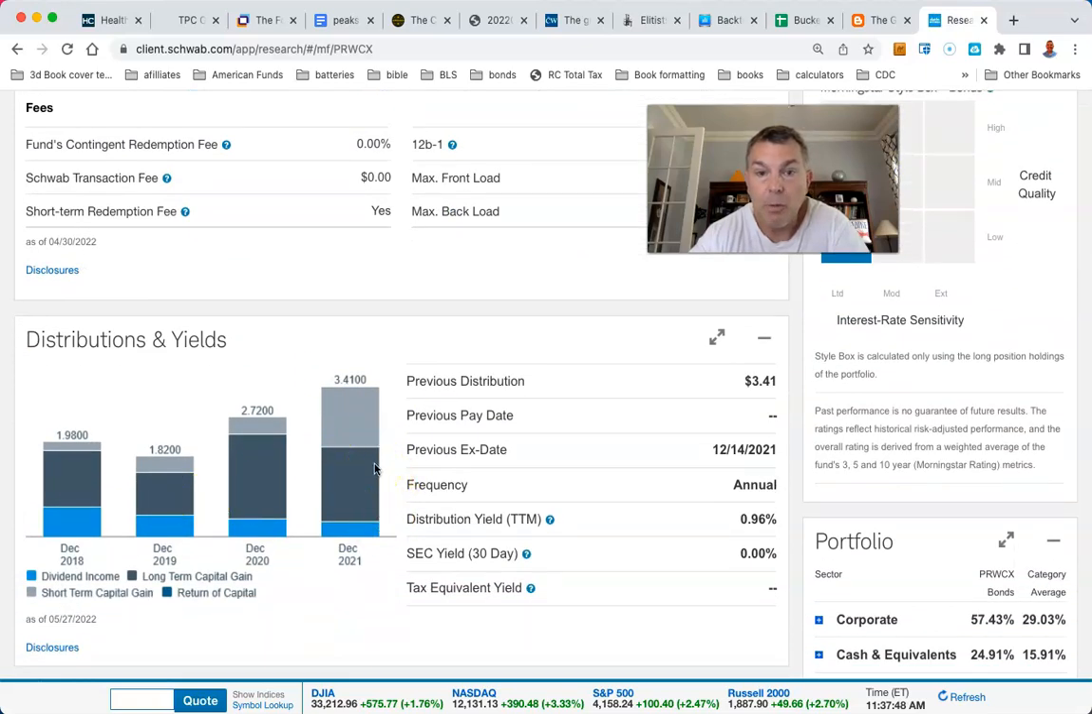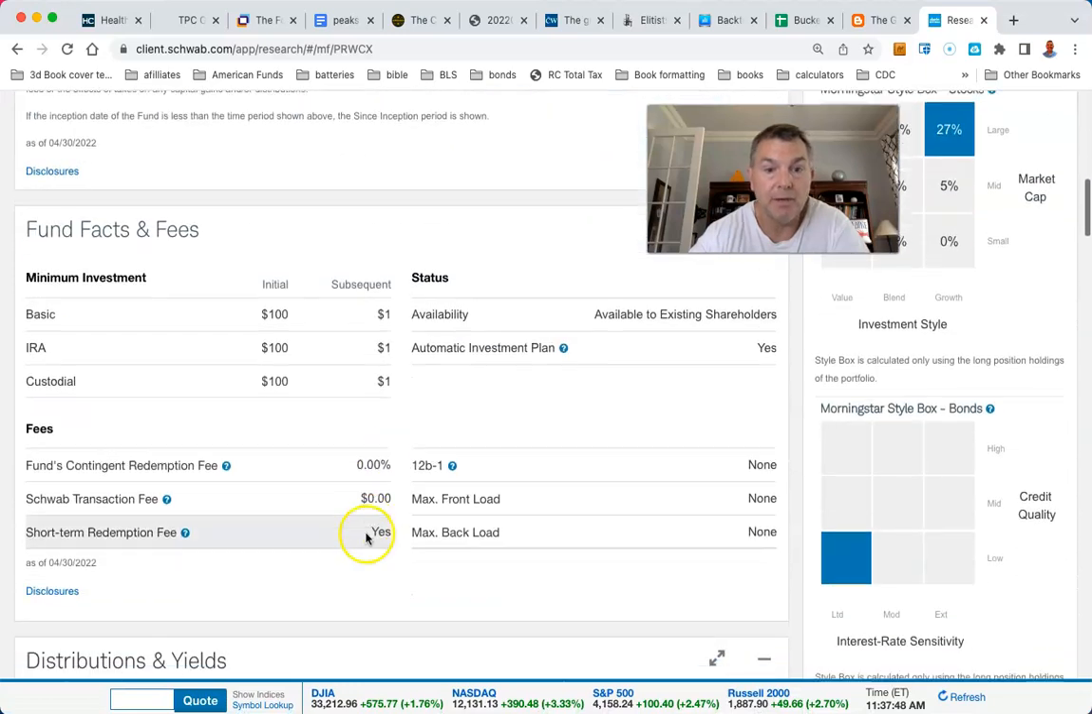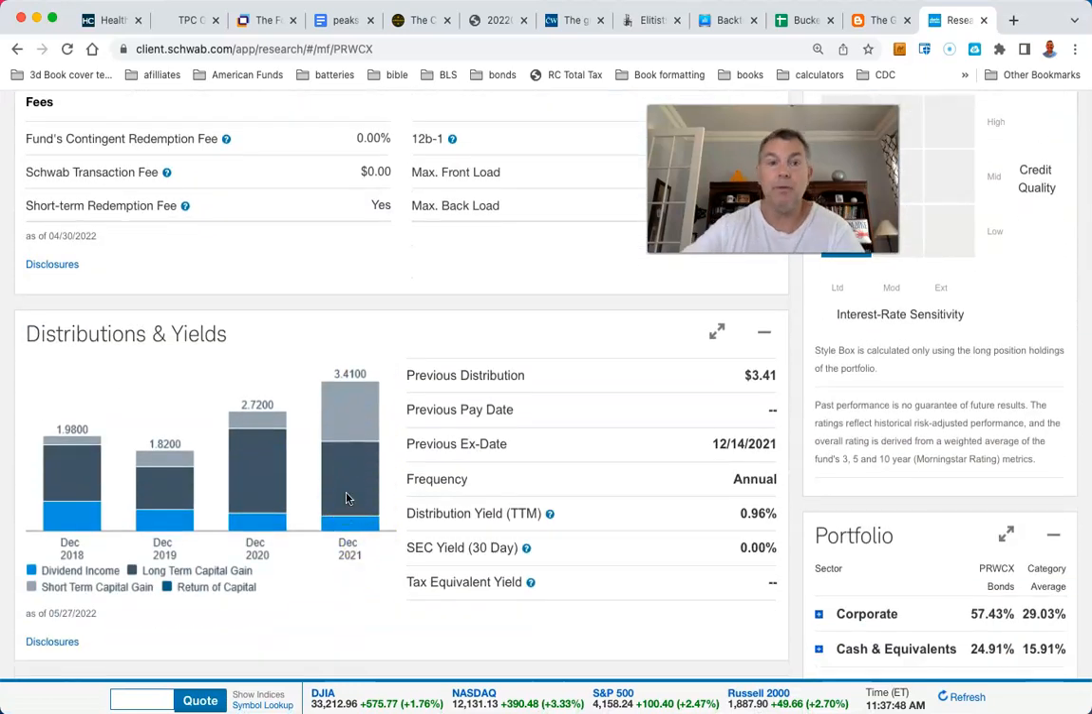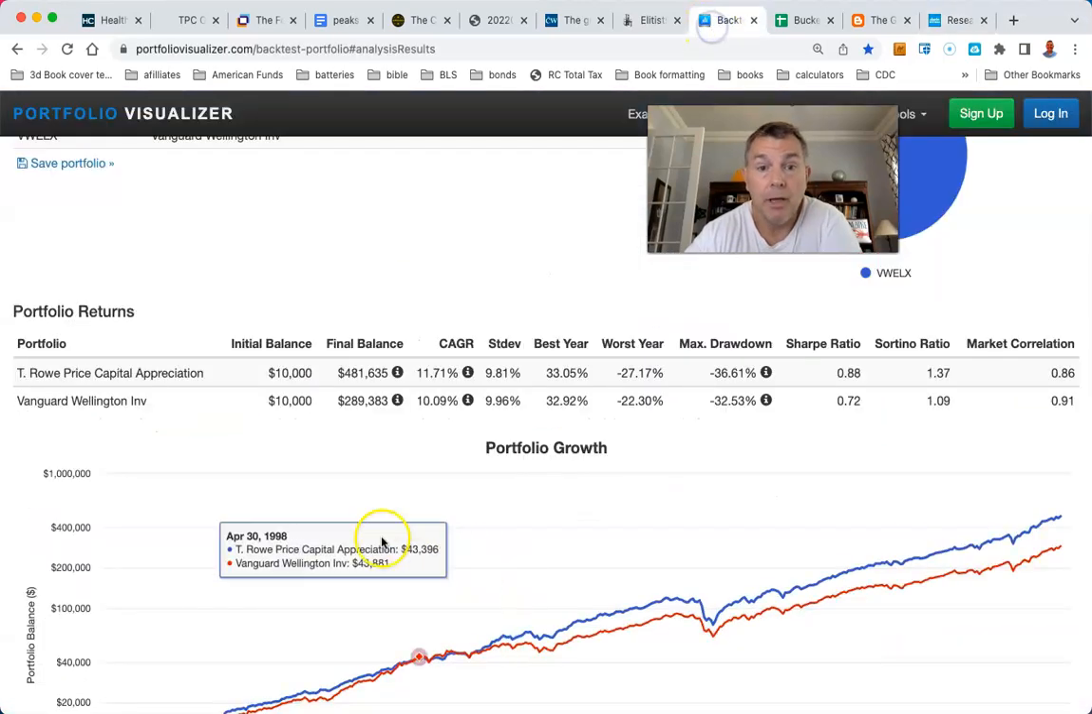Go back to Schwab here, and we see they paid 3.41. We're down by 8%, so it was probably up, we'll just say it's at $35 a share. I guess that's right. 3.41 divided by roughly $35 a share. Yeah, right there. Damn, that's crazy. Value of dividends, baby. Anyway, so great fun.